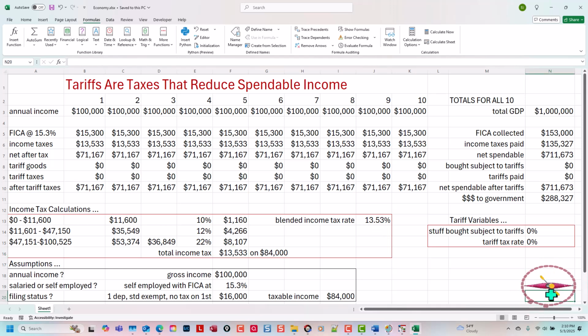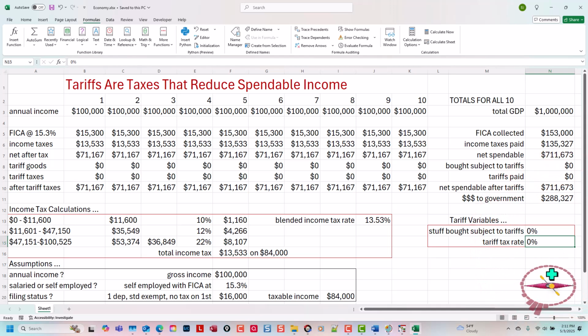When it comes to figuring out the effect of tariff taxes, we have two things we have to consider. One is how much stuff, percentage-wise, of our spendable income do we actually pay on items that are subject to tariffs. The second item is, on the objects that were subject to tariffs, what was the tax rate on those items?